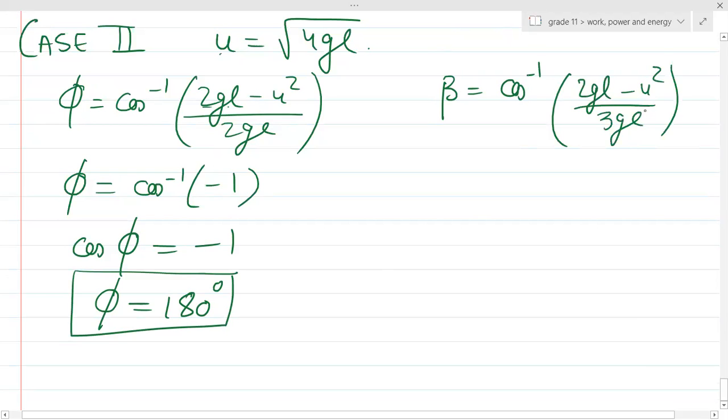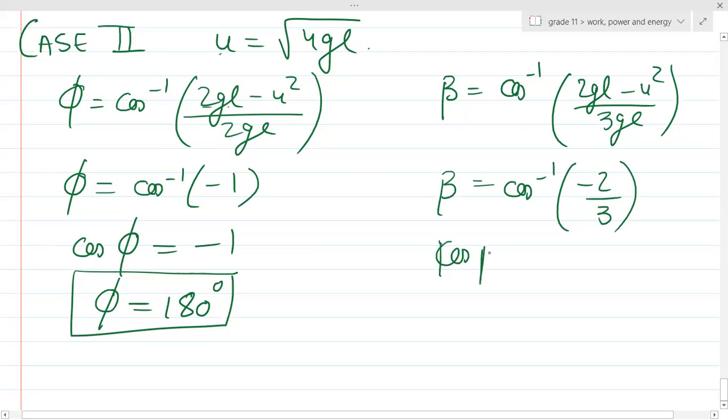Can anyone tell me what beta is now? If I put 4gl over here, so cos inverse of (2gl minus 4gl) upon 3gl, it will be minus of 2gl upon 3gl. gl and gl will get cancelled out, and the only remaining is minus 2 by 3. Yes or no? Or we can say cos beta is equal to minus 2 by 3.